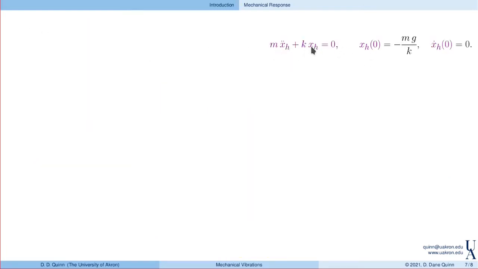So here it is again. This is the equation, initial conditions, and the general solution, before we determine A and B, is A sine, and I'll use omega n now, and B cosine omega n t. Remember, omega n is the square root of k over m. A and B are, again, arbitrary, and we need to choose them so that these initial conditions work out.